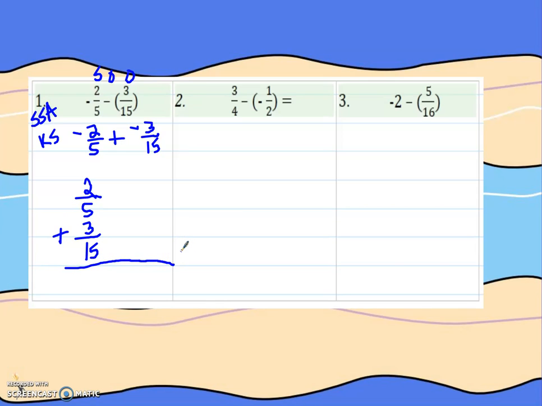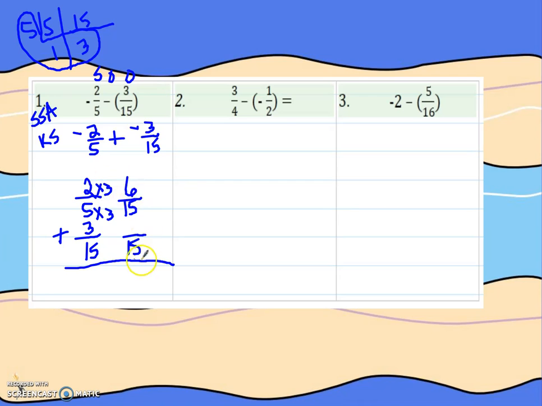We have to get a common denominator, so we can put 5 and 15 in a ladder, go by 5, go in there 1 time, 3 times. 5 times 1 is 5, 5 times 3 is 15. So the lowest common denominator is 15. Now, equivalent fractions say whatever you do to the bottom, you do to the top. 5 times 3 is 15, so 2 times 3 is 6. 15 times 1 is 15, so 3 times 1 is 3.